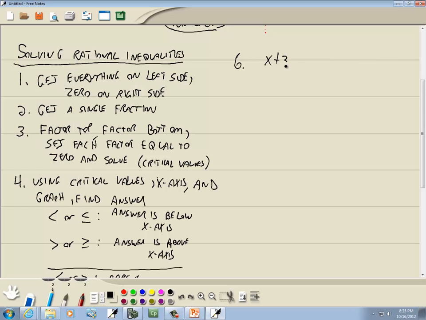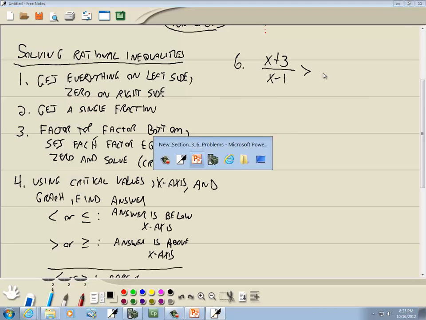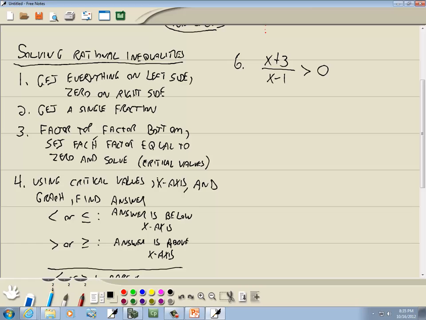We got (x plus 3) over (x minus 1) is greater than 0. Step 1, get everything on the left side, 0 on the right side. That's done. Step 2, get a single fraction. That's done. Step 3, factor your top, factor your bottom. Well, they can't be factored, so we're done.